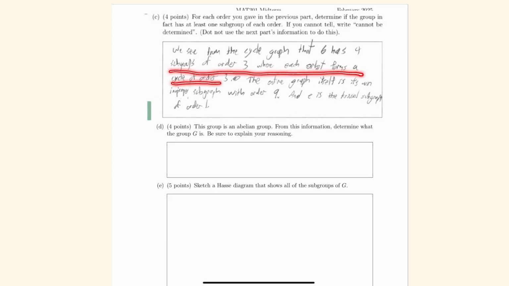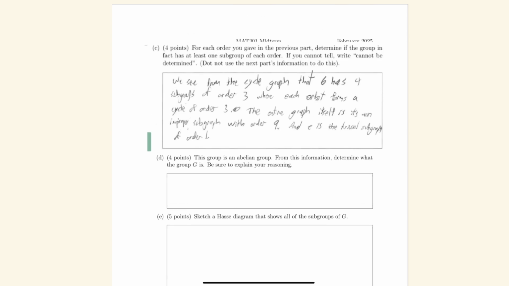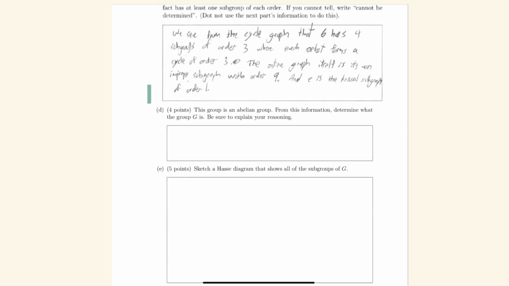forms a cycle of order 3. Okay, so this is really good because it doesn't just say we can see it has 4 subgroups of order 3, but it tells us how we form them. Okay, so that's a really good thing. A lot of people didn't say how they were formed. And then, of course, the entire group itself is its own improper subgroup, or just subgroup of order 9, and E is the trivial subgroup.